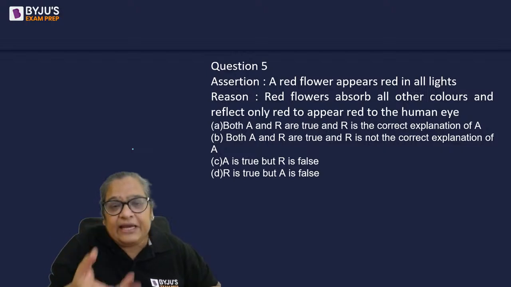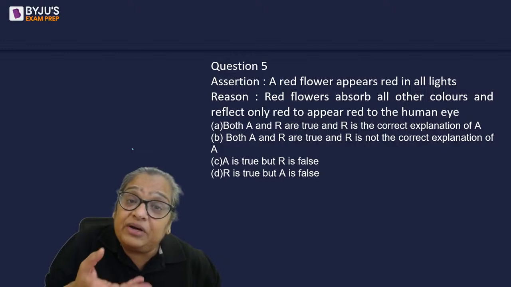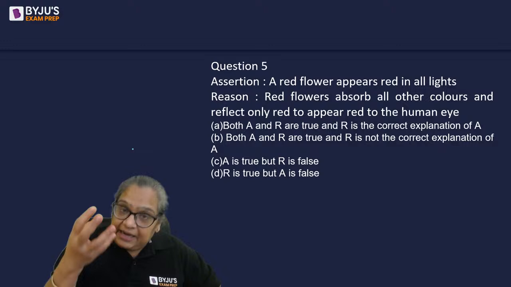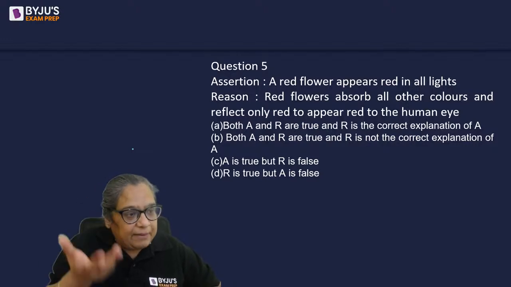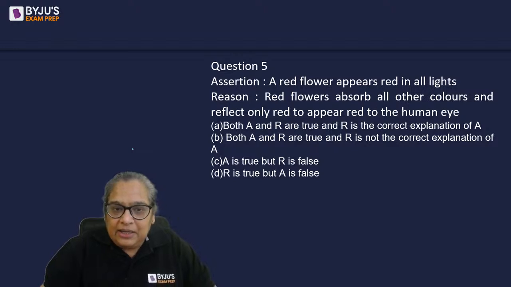Second, if you see anything which is red, why does an object appear red? Why does a red flower appear red? The explanation here says that red absorbs all other colors and reflects only red, which is why the thing appears red to our eyes. Alright, any object.